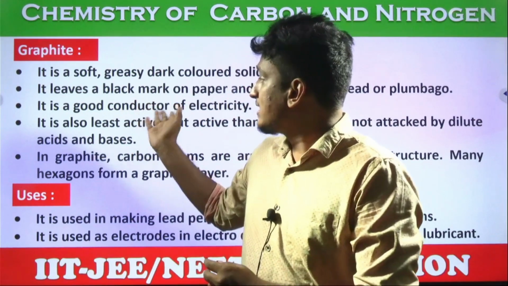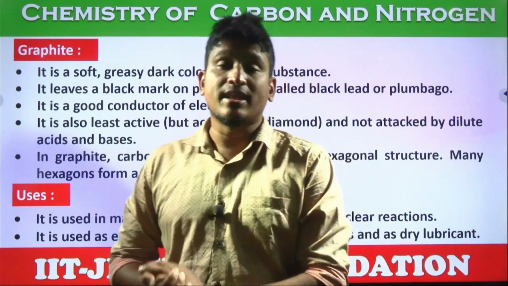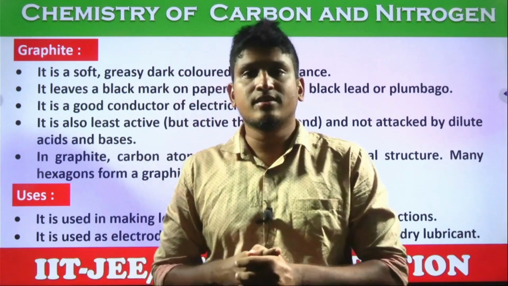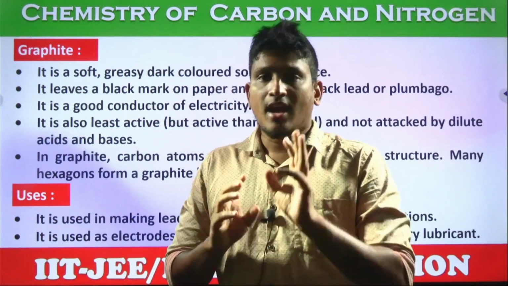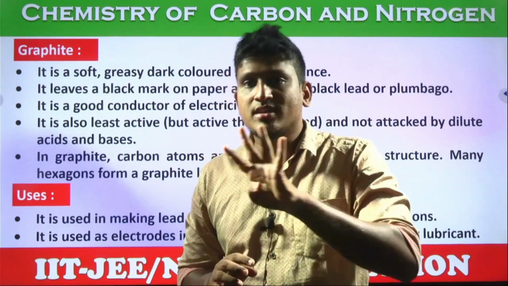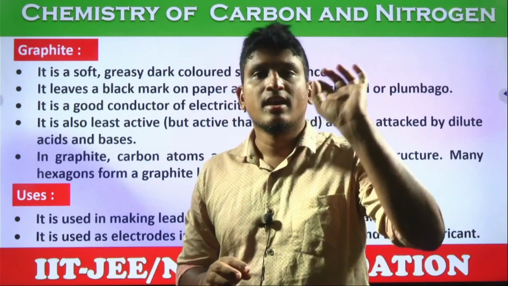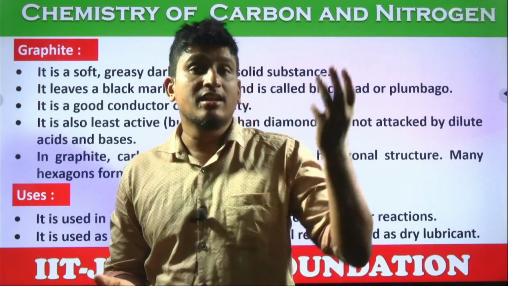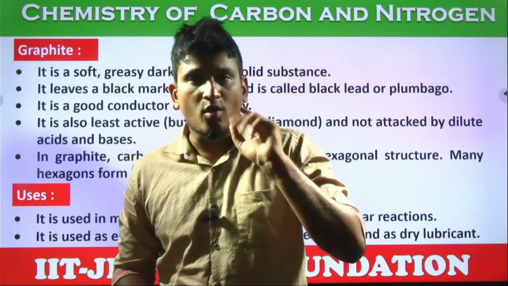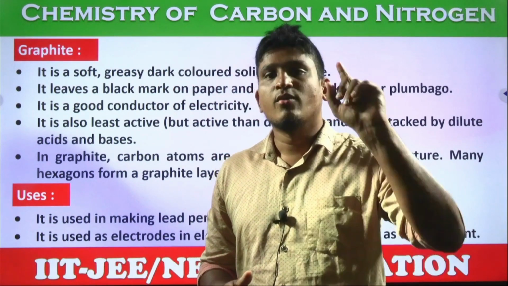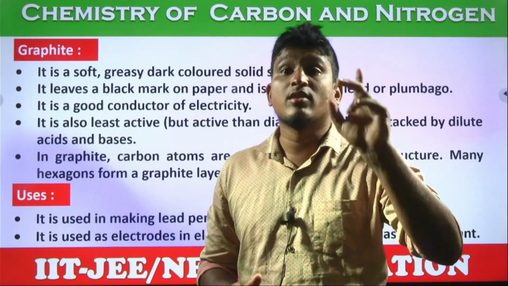It's also a good conductor of electricity. The reason why it leaves a black mark and why it is a good conductor of electricity is that carbon valence is 4. In diamond, all the 4 bonds are sigma bonds, strong bonds. But in graphite, valence is 4 too. Valence does not change, but out of 4 bonds, 3 bonds are strong bonds and 1 bond is a weak bond. That weak bond is called a pi bond.